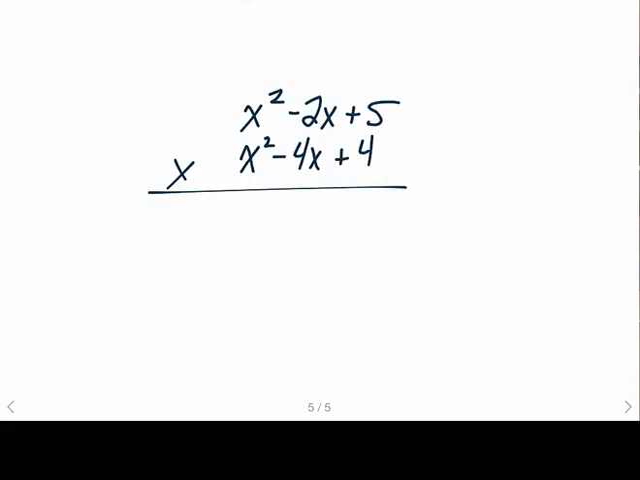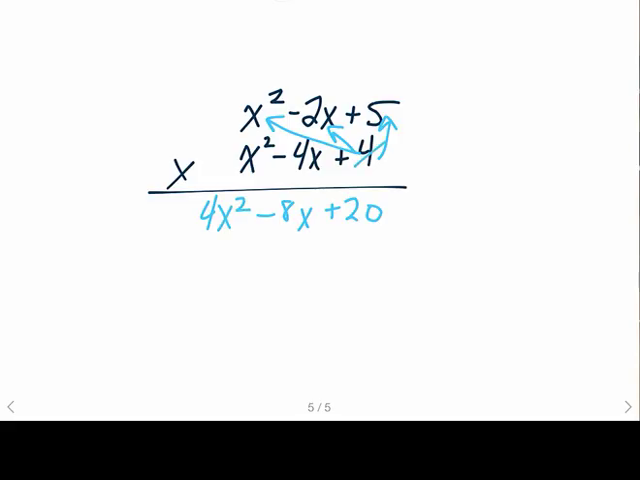So what I've done is I've stacked our factors as though we're multiplying two multi-digit numbers, right? X squared minus 2x plus 5 is the top one. X squared minus 4x plus 4 is the bottom one. And just like you would multiply two three-digit numbers, I'm going to start with 4 times 5, which is a positive 20. 4 times negative 2x is a negative 8x. And 4 times x squared is 4x squared.